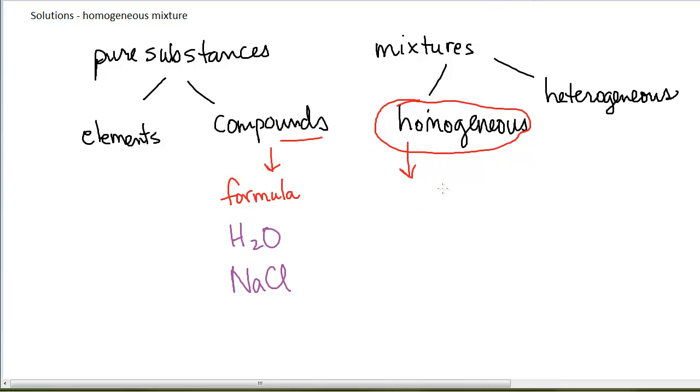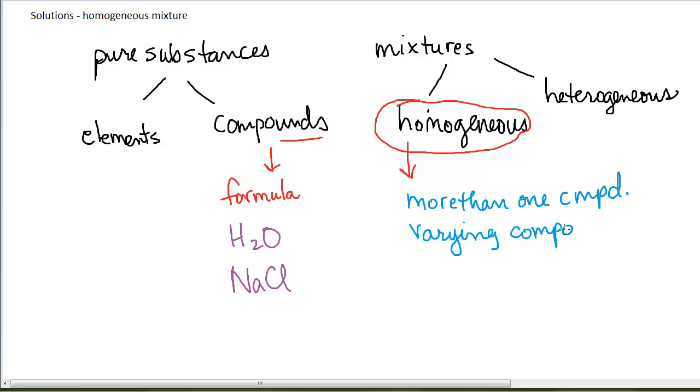In a homogeneous mixture, there is more than one compound and the composition can vary. For example, I can have a mixture of salt water. Salt and water together make a homogeneous mixture. If I stir it up and all the salt dissolves, there is the same amount of salt at the top of the container as there is at the bottom of the container. But I can make varying compositions of salt water. They can be very concentrated or very dilute, and these are words that you're familiar with.